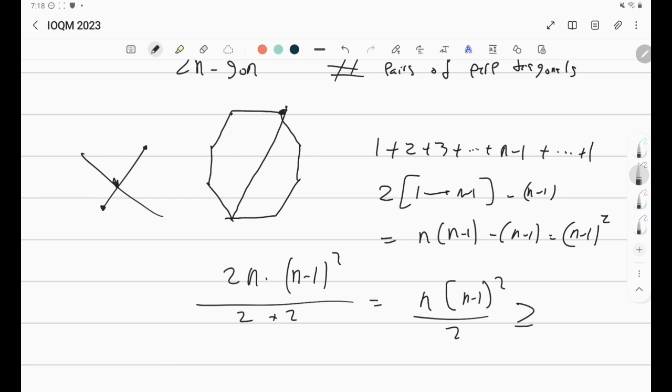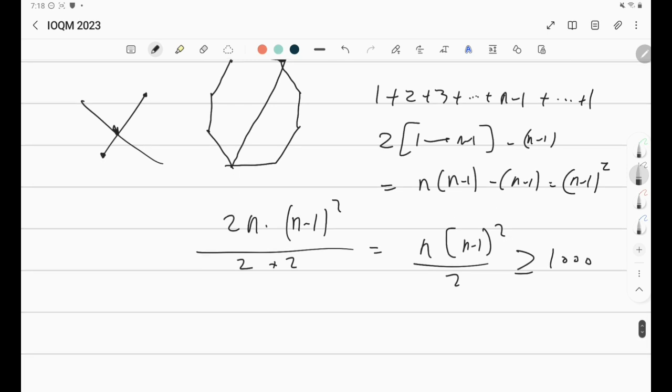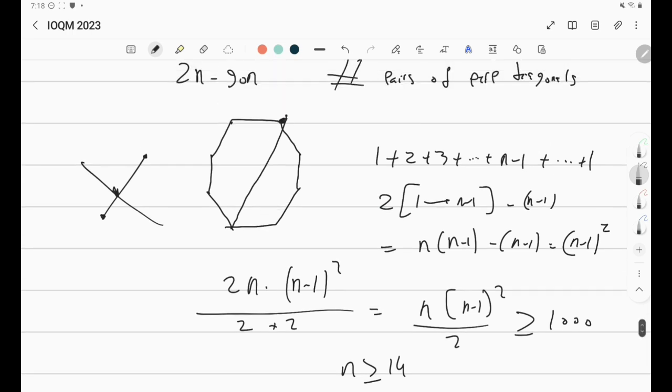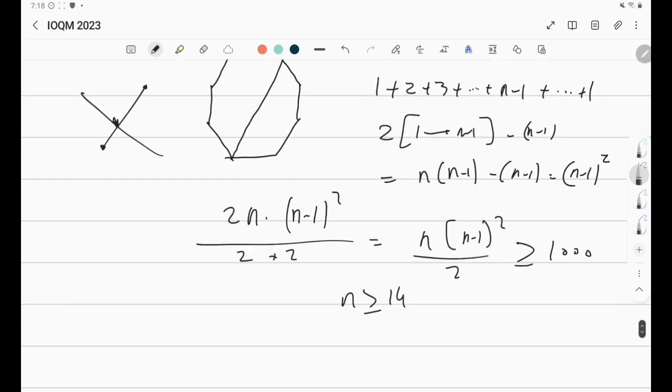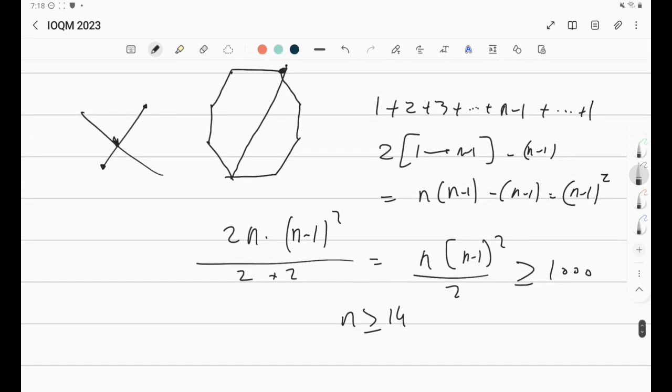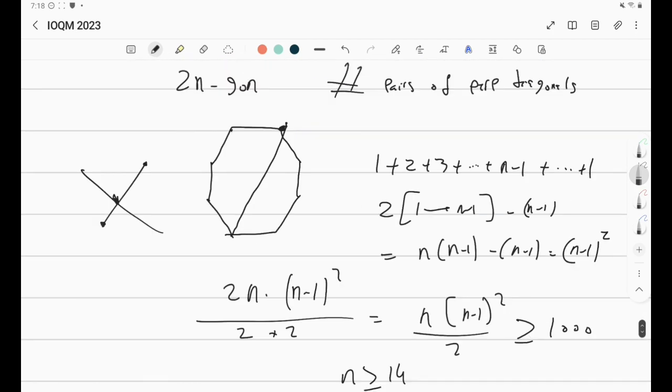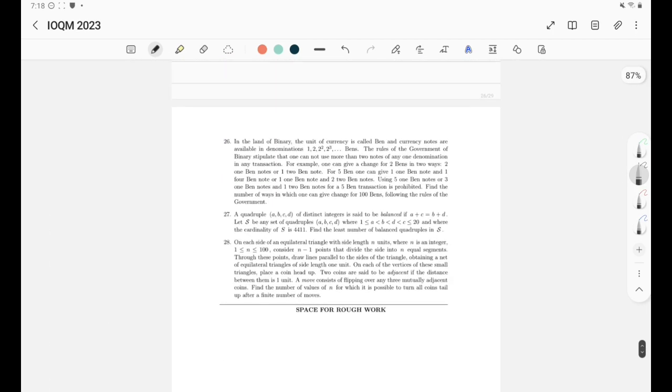So we've proven this formula for the number of pairs of perpendicular diagonals, and now they told us it's at least this thing, so we need to find the smallest n, and n is clearly 14. So 14 works here. Remember, we're working with a 2n-gon, so we need to multiply this by 2, so we get 28. So the answer is 28. I think we're working here or there. No, here.